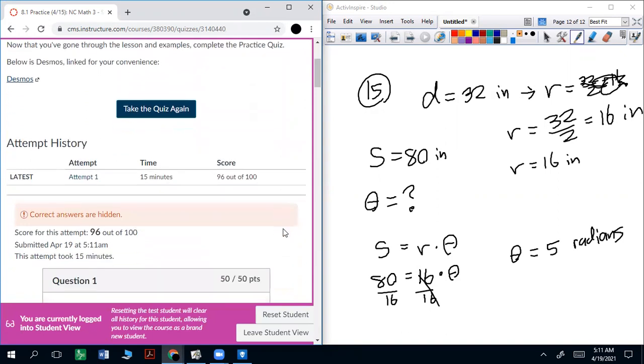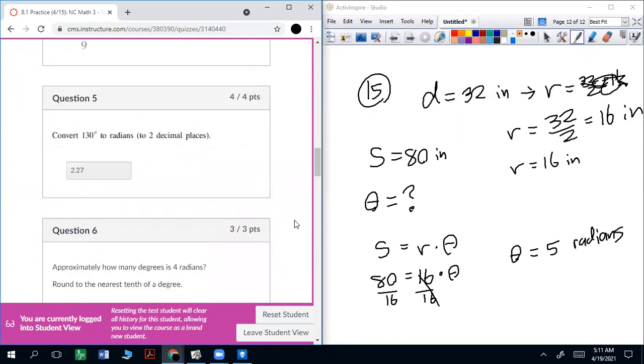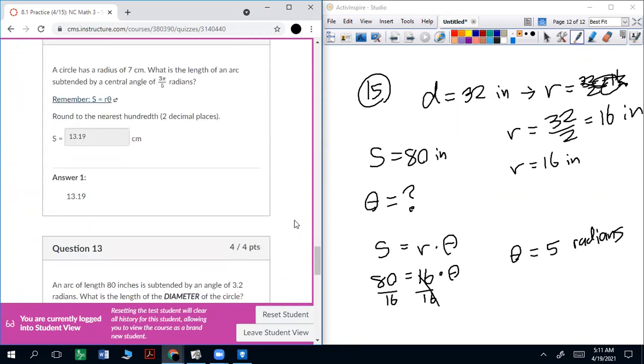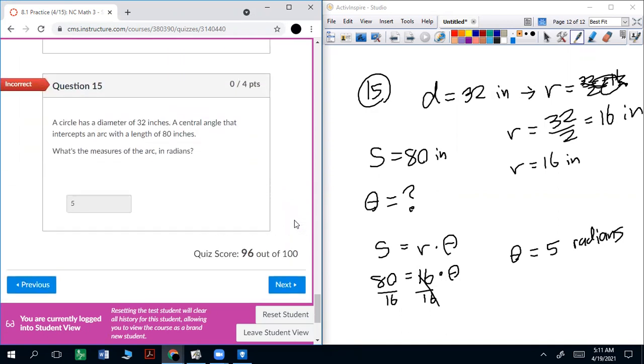Oops, which one did I miss? It says it's wrong, but it's right. So we'll fix that on my end.